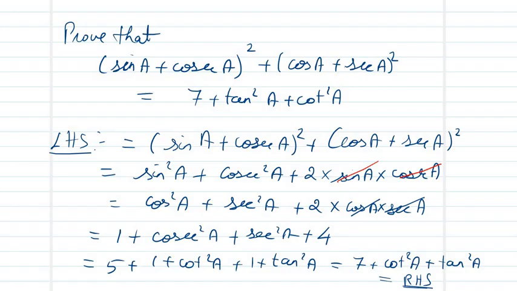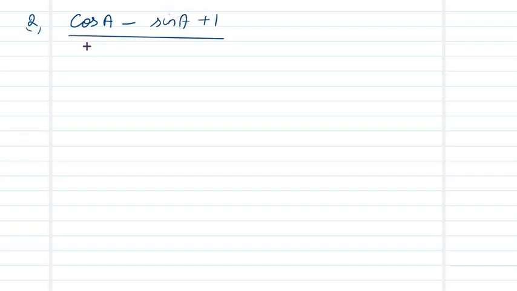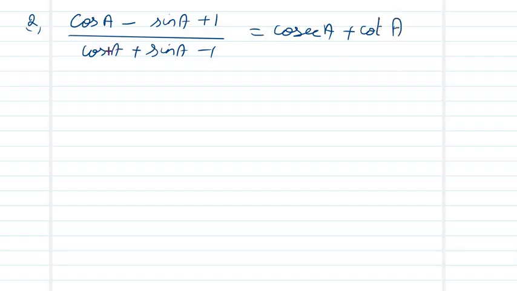Let us see one more problem, a problem where many people get confused, and let us get to know the idea of how to solve this problem. So the question is, we have got cos A minus sin A plus 1 by cos A plus sin A minus 1 equals cosecant A plus cot A. So this is what we have to prove. You have to prove whether this expression is equal.